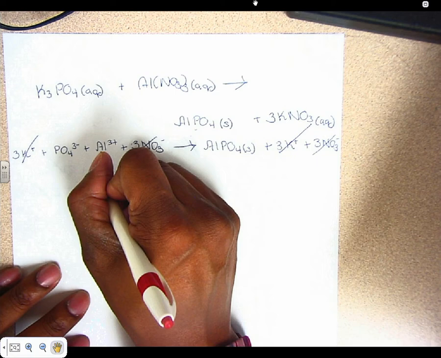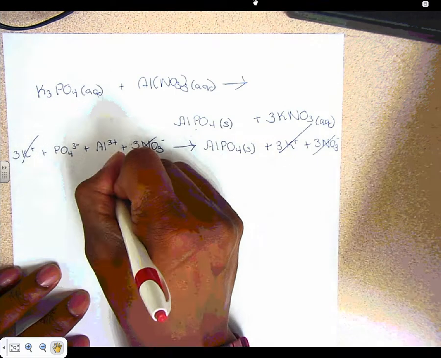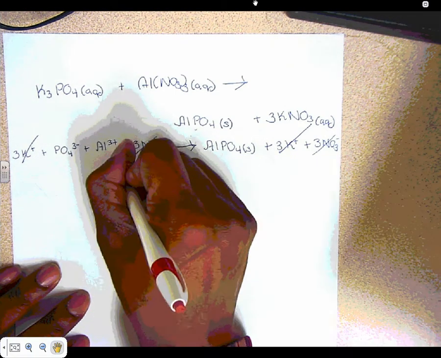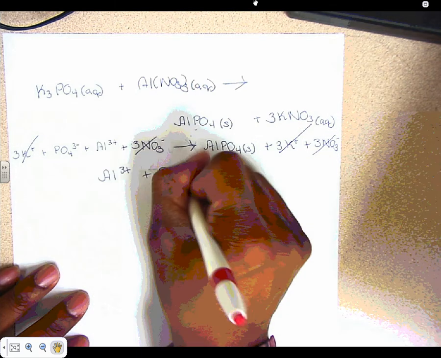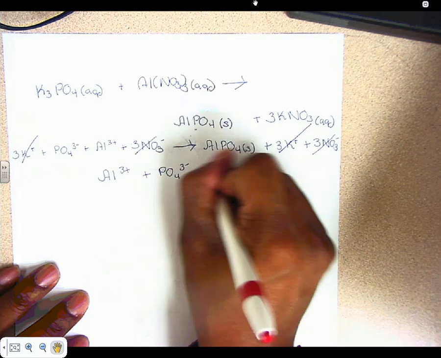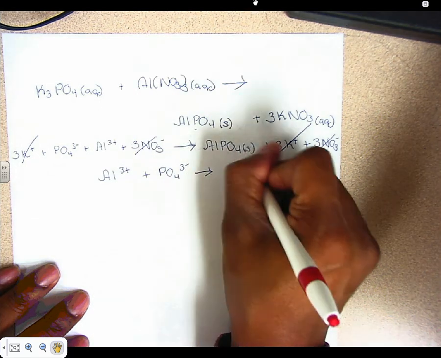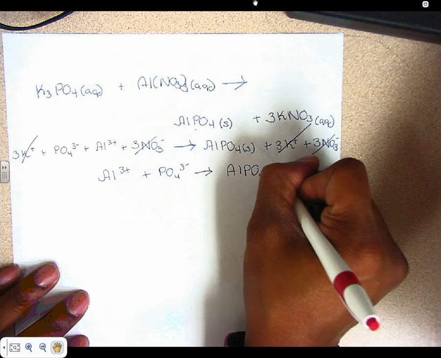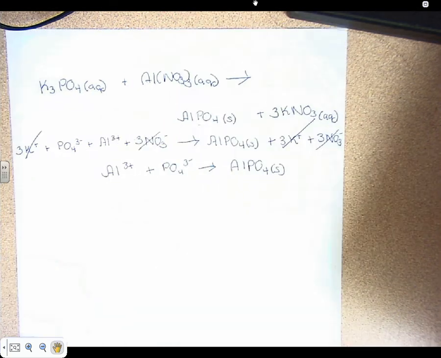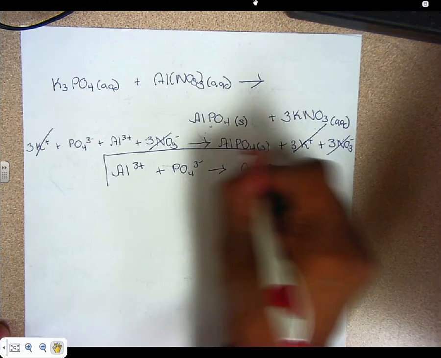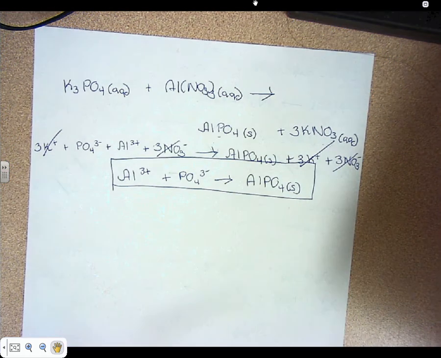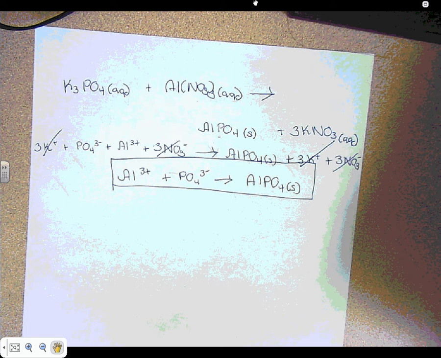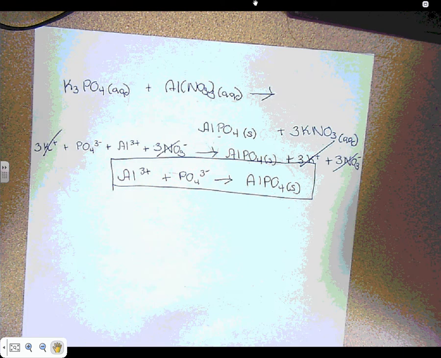Rewritten, I'd probably rearrange my order, but I'd write it like this: Al3 plus, PO4 3 minus, yields AlPO4 solid. And that, my friends, is my net ionic equation. So the process is relatively simple. It just comes back to being able to diagnose the products and the solubility rules.